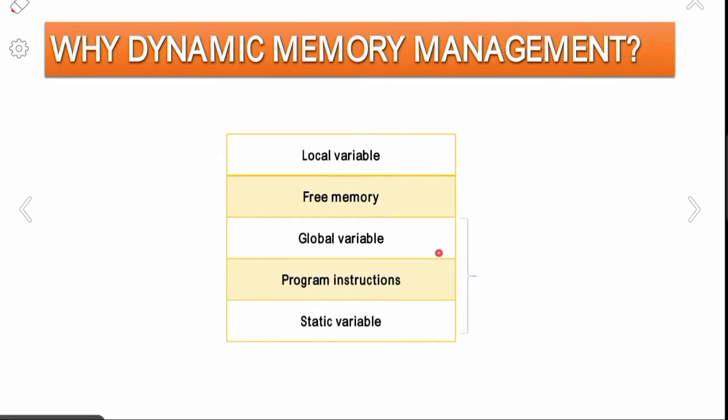Here the global variables, program instructions and static variables are stored in the permanent storage area, whereas the free memory is called the heap, and the local variables are stored in the stack area. In between these two there is certain space, right? Free space is there. That is called the heap area.